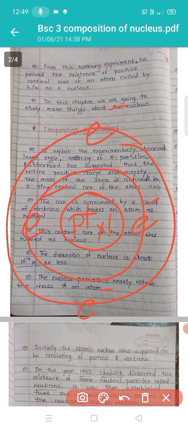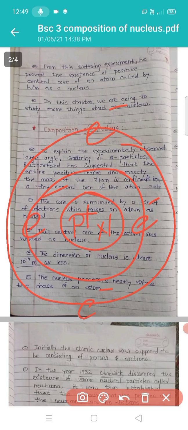The neutrons and the protons are much heavier than the electrons. Therefore, most of the mass of an atom is carried by the nucleus.